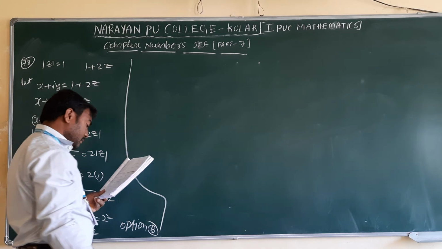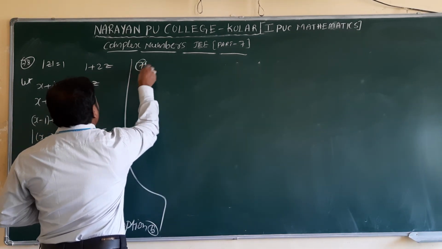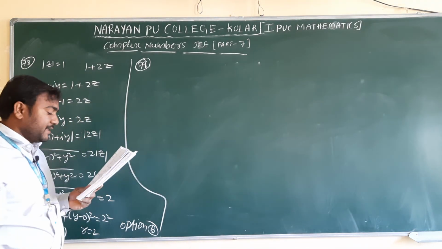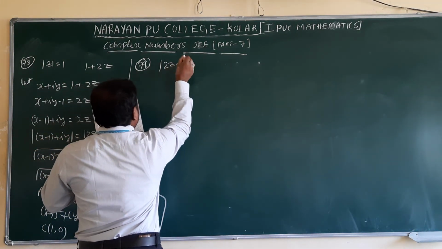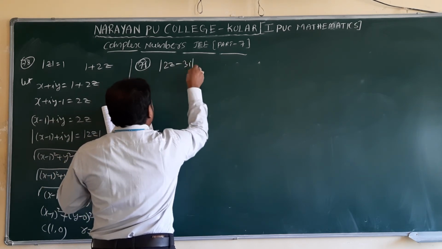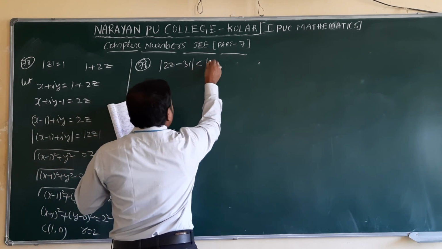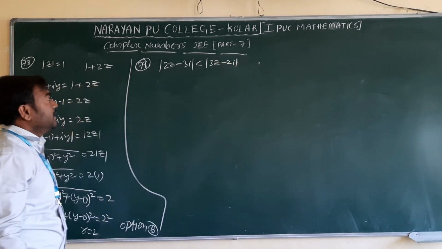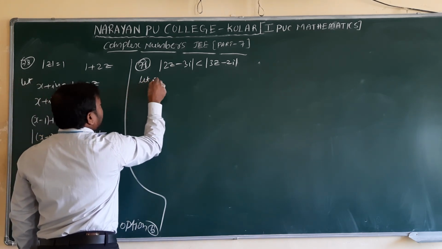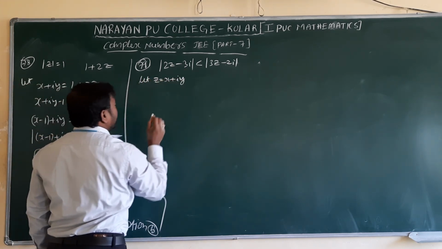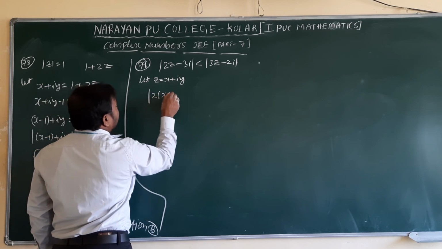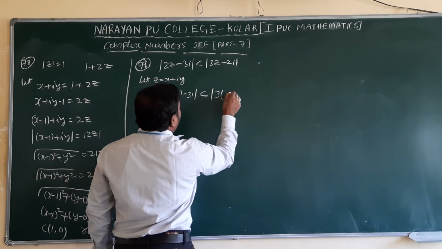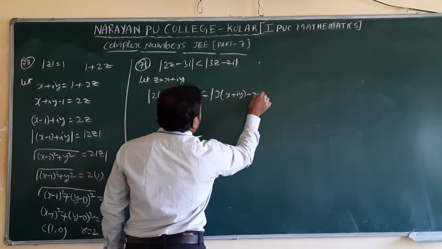Question number 79. The region represented by the inequality modulus of 2z minus 3i is less than modulus of 3z minus 2i is. Okay. Let z is equal to x plus iy. Modulus of 2 into x plus iy minus 3i is less than 3 into x plus iy minus 2i.